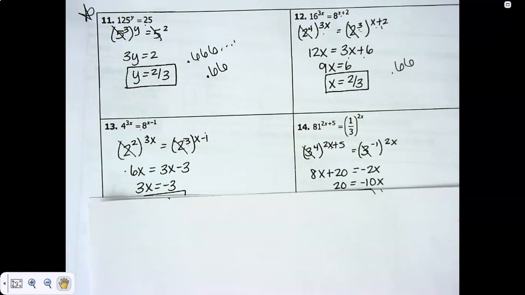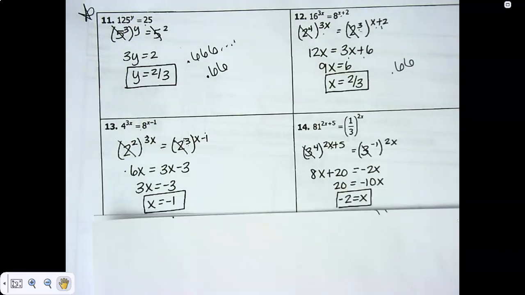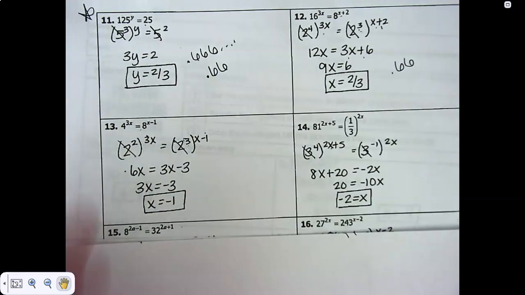So I put the x's together. I get negative 10x's after I subtracted the 8 from the left. And then I go ahead and just simplify and isolate my variable. I get x equals negative 2. Moving on, number 15 and 16.